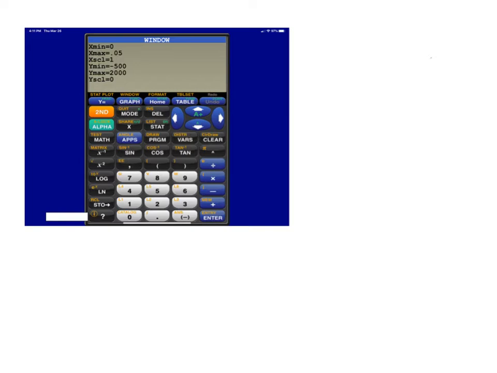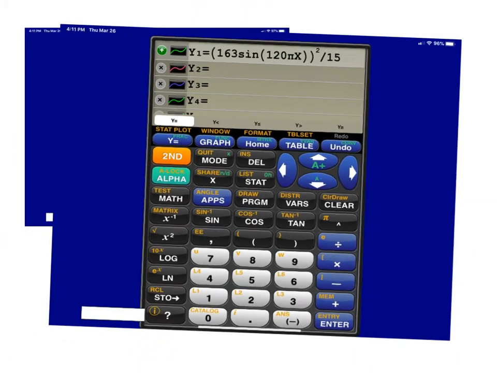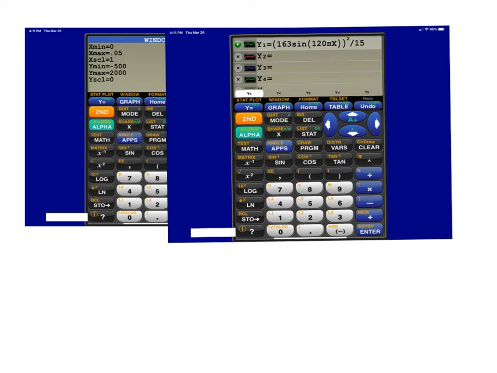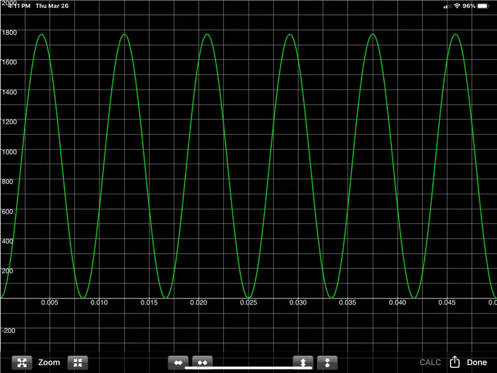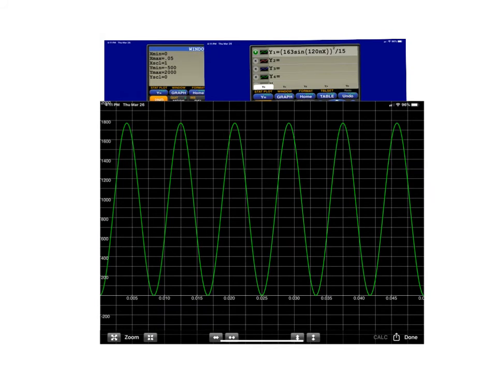There's the window. There's the function. There's the graph.